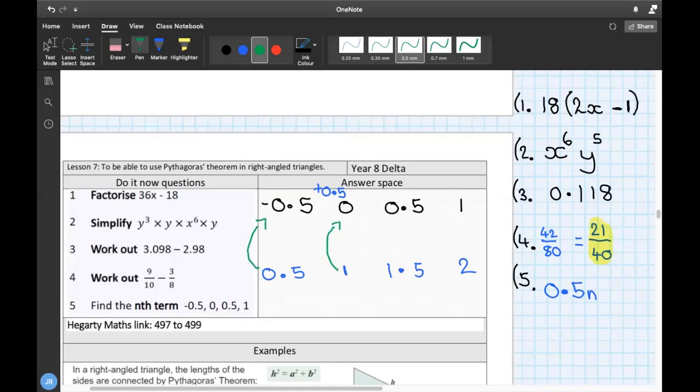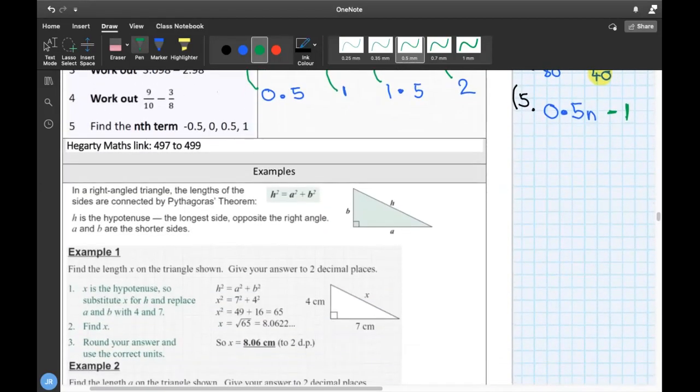Simplest one here, how do you get from 1 to 0? You subtract 1. Does that work from positive 0.5 to negative 0.5? Yes, it does. It works for all terms in our sequence here. So we've found the second part of our nth term, which is just subtract 1. So the nth term there is 0.5n subtract 1.